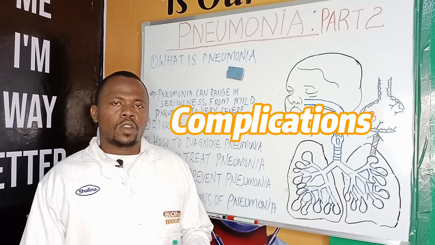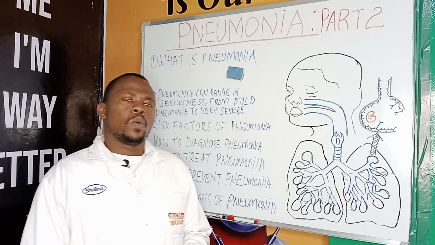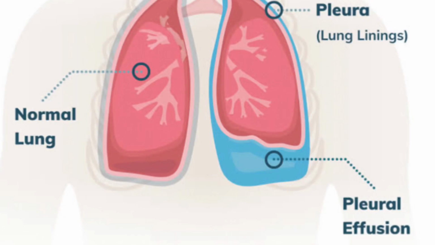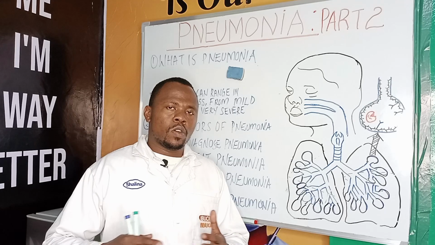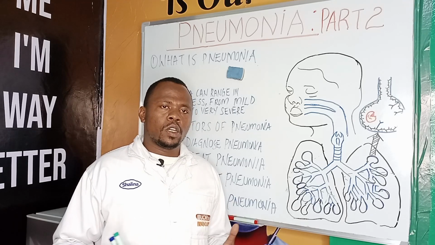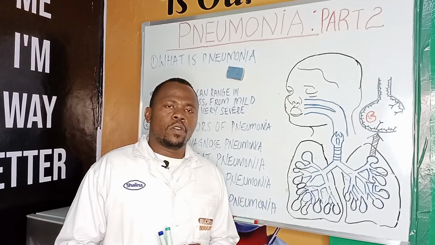What are the complications that can occur when you have pneumonia that is not treated? One, we have lung abscess. Lung abscess is a boil of the lungs. Number two, we have pleural effusion. Pleural effusion is the accumulation of fluid between the lungs and the chest cavity or the ribs. There's a potential space there that we call the pleura. Fluid can accumulate there, causing what we call pleural effusion.